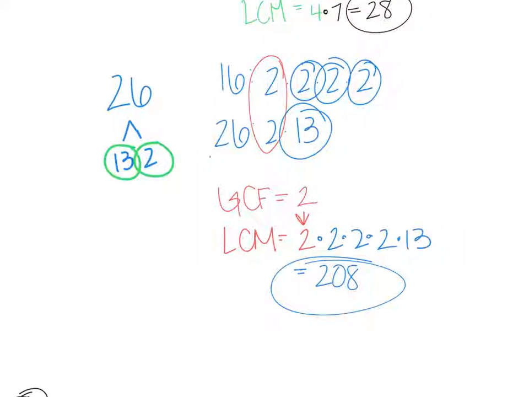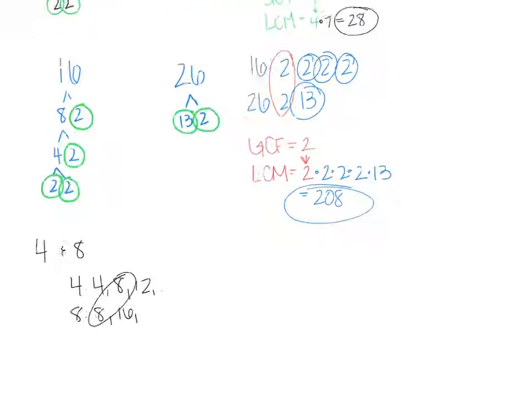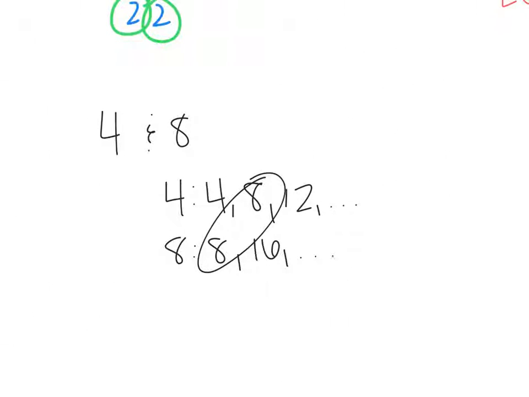That is a much better and faster way than trying to write all of them out to find what your least common multiple is.